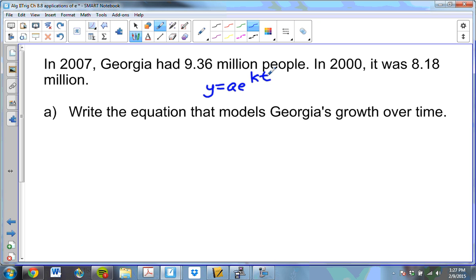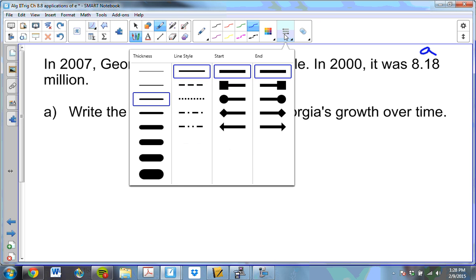So I'm going to write the equation that models Georgia's growth over time. Well, my starting amount A is 8.18. So I have 8.18 times e to the... I'm going to try and calculate k. k is what I'm trying to find. I know that t is 7 because 7 years passed. My ending amount is 9.36. I'm not going to bother writing out all the millions because they're just going to cancel anyways when I do all this division. So I can just leave it like this.